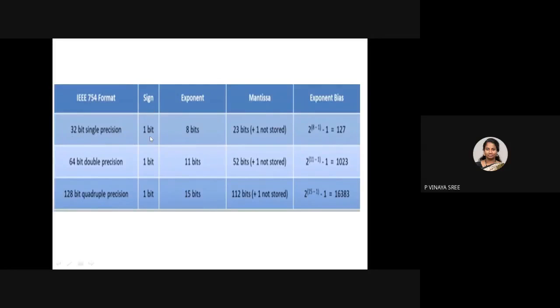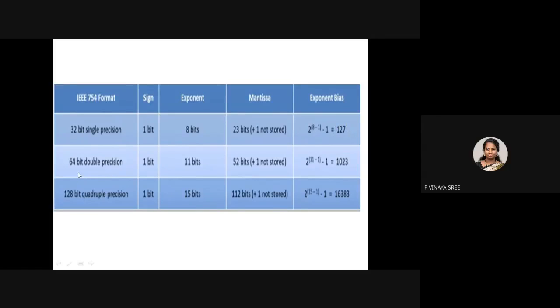For the sign bit, we are representing 1 bit. For exponent, we are taking 8 bits. For mantissa, we are taking 23 bits. Plus 1 not stored. What is this one? I will explain. So the formula for calculating bias is 2 power n minus 1, minus 1, where n is the number of bits we are using for the exponent. So we have 8 bits, so 2 power 8 minus 1, which is 2 power 7, nothing but 128, minus 1, you will get 127. So that is the reason the excess is 127.